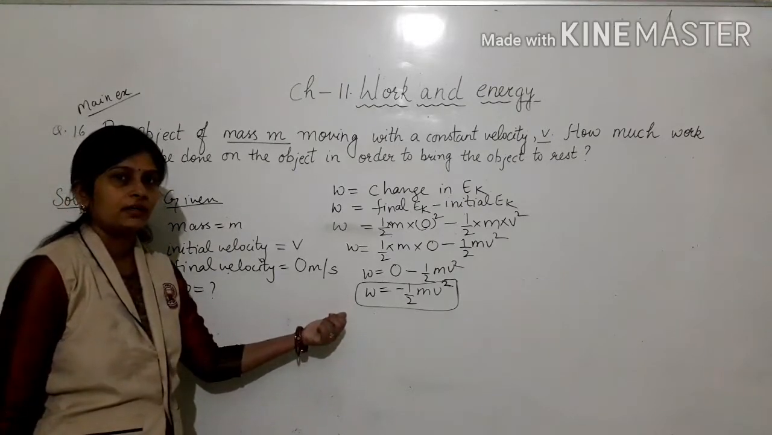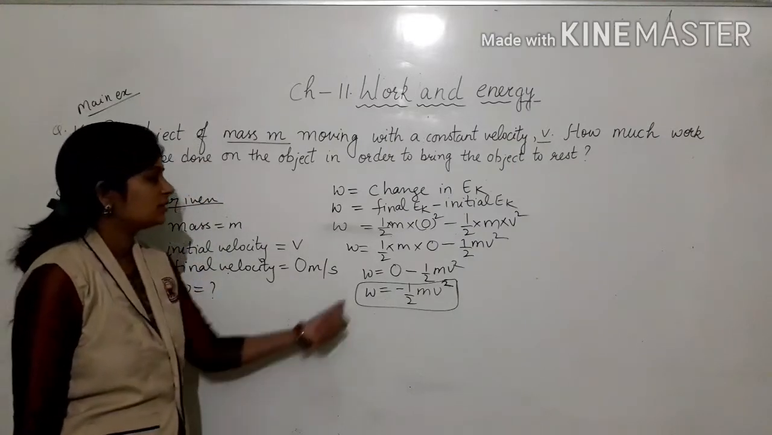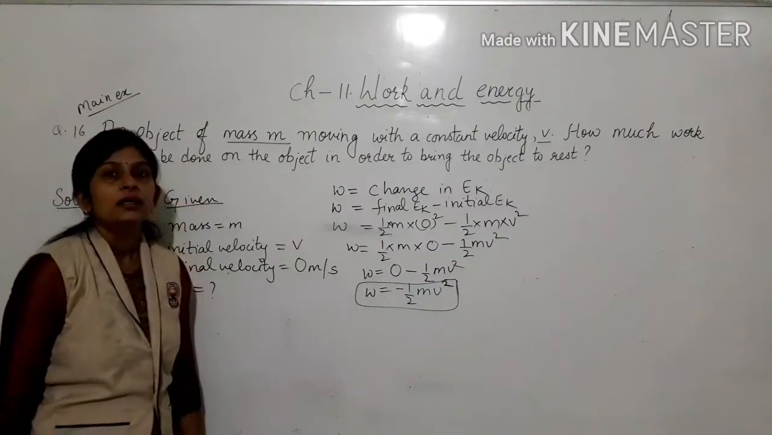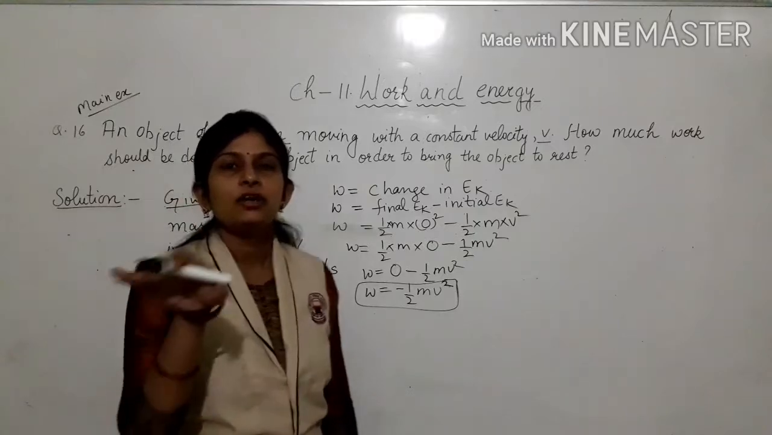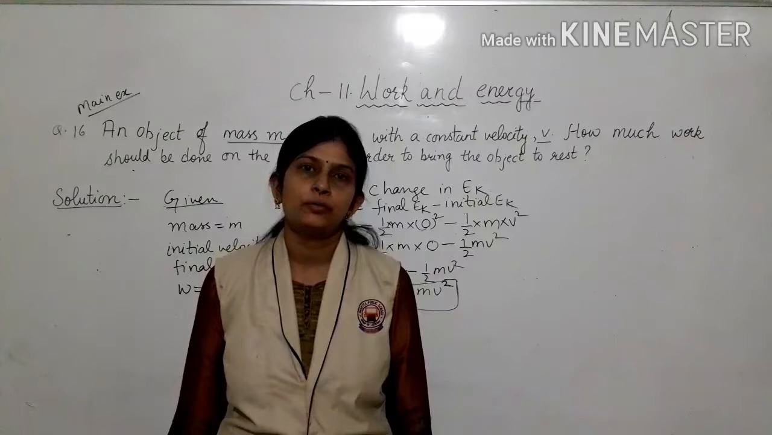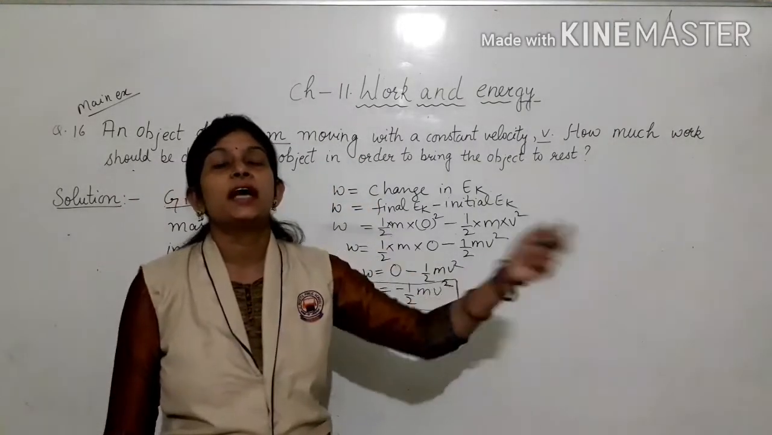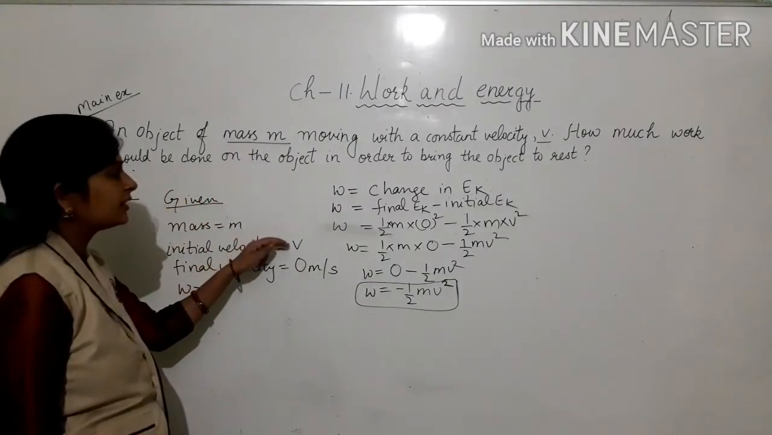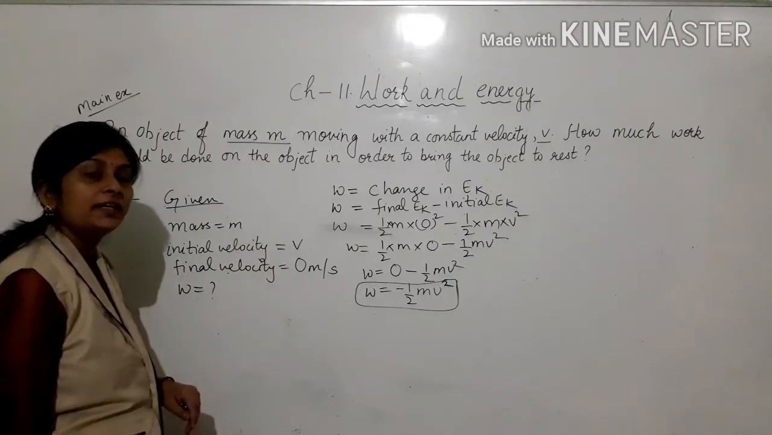So what is the work done on the object? Minus half m v square. So this is the work done on the object. It means a negative work is done on the object, which shows that the direction of displacement of the object is opposite to that of the force on the object. Okay, it means an opposing force is acting on the object. That is why the velocity of the object decreases, so its kinetic energy decreases.